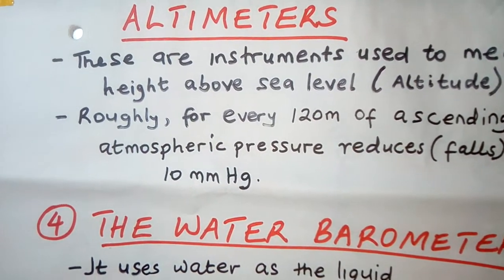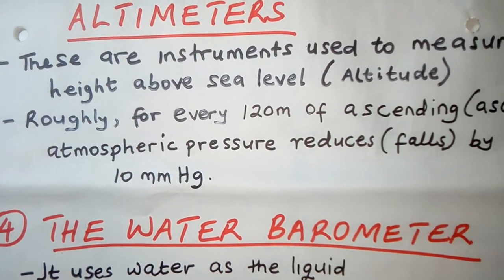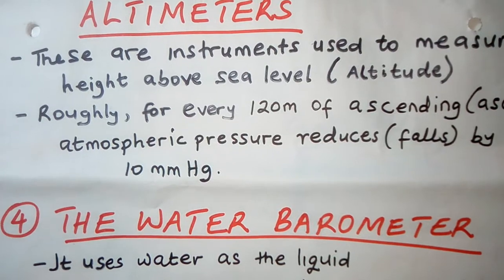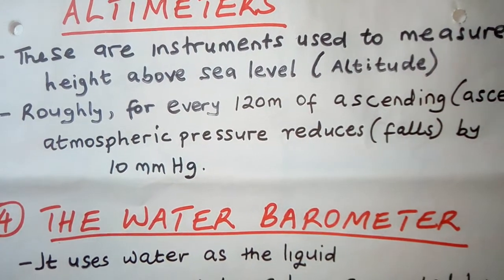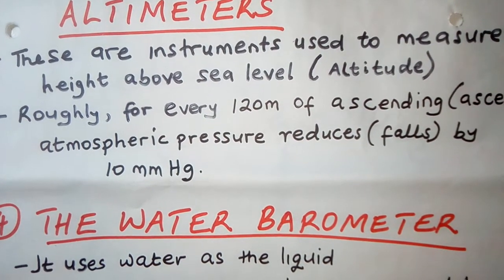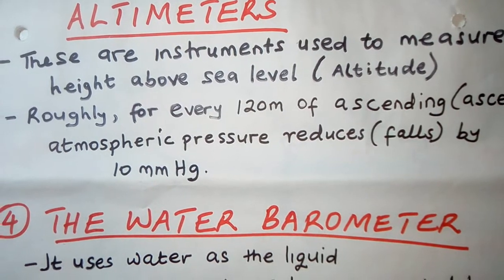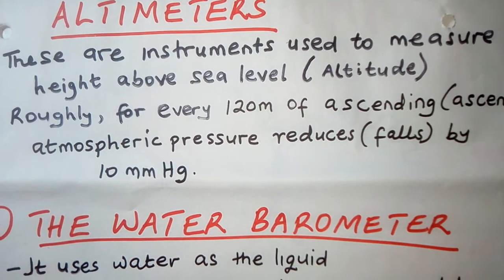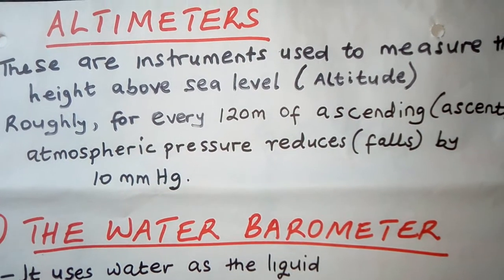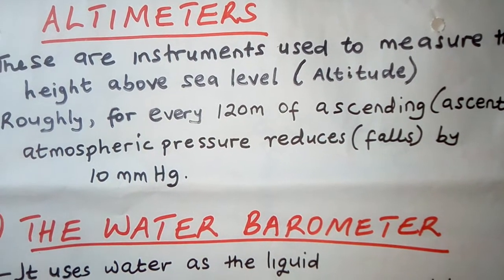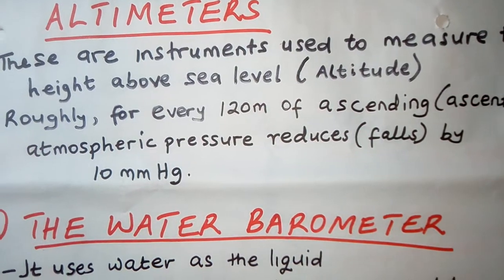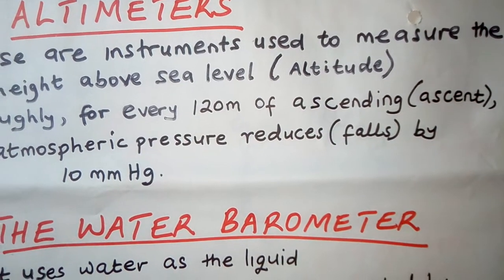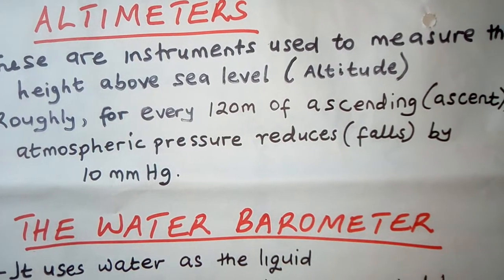We are saying roughly for every 120 meters of ascent, atmospheric pressure falls by 10 millimeters of mercury. What does that mean? Each time you move 120 meters upwards, maybe you are climbing a mountain, if you had a barometer, the readings on the barometer would be reducing by 10 millimeters of mercury.